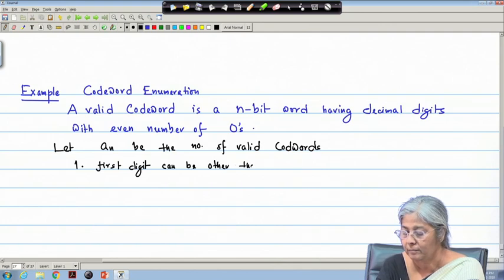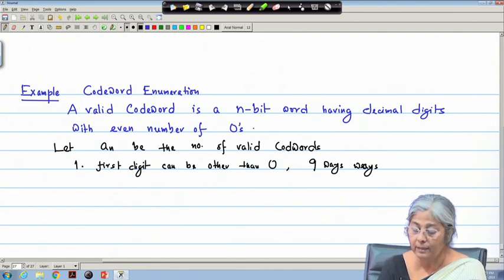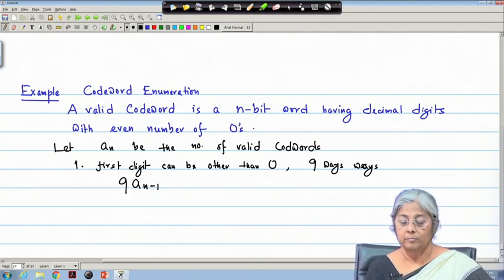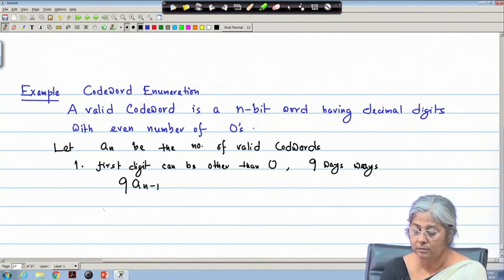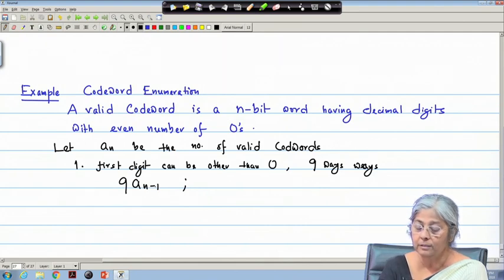So, there are 9 such digits that can be there. So, 9 ways I can do that, and how many such can we get? So, this could be 9 An minus 1, because n minus 1 is again a valid code word. That means we consider the n minus 1 bit words having an even number of zeros.